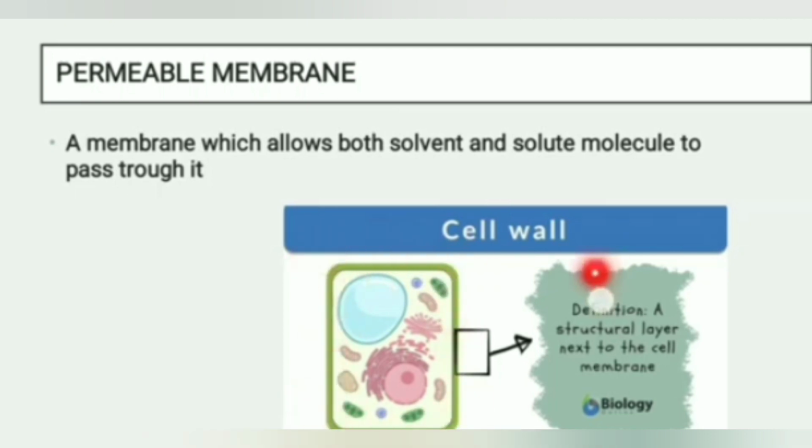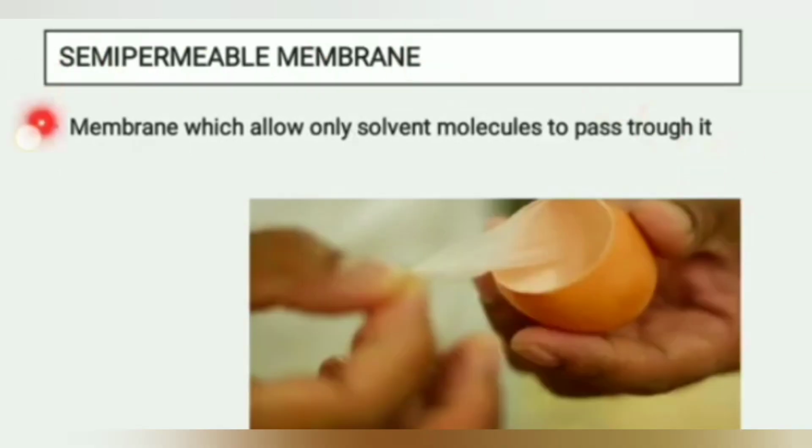Second, the semi-permeable membrane. A semi-permeable membrane allows water molecules to pass but resists solute molecules. For example, parchment paper, cellophane paper, animal bladder, egg membrane, etc. Egg membrane is also a very good example of the semi-permeable membrane because it allows only water molecules to pass through it.